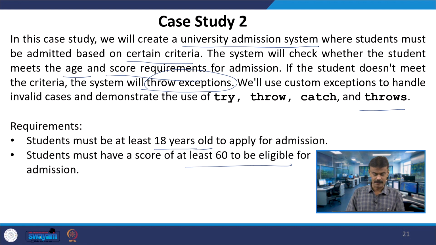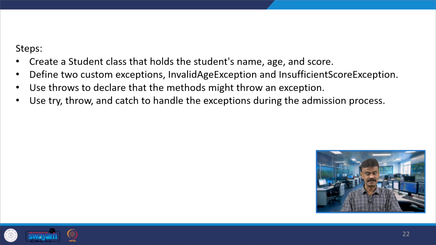So, the university admission system follows certain criteria, and if the requirements are not met, then it has to throw an exception, and we are using try, throw, catch and throws. So, now what are the steps we have to follow?